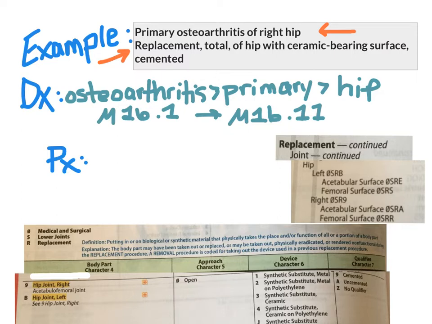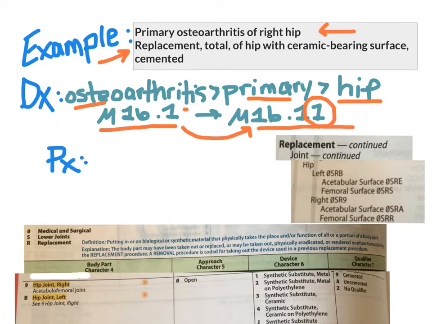You should be getting pretty good at these by now, so I won't show you a picture from the book, but we would start with the main term osteoarthritis, subterm primary, subterm hip, which leads us to M16.1. We know to check the tabular list where we pull in that laterality on the 5th character. So M16.11 is our final diagnosis code.